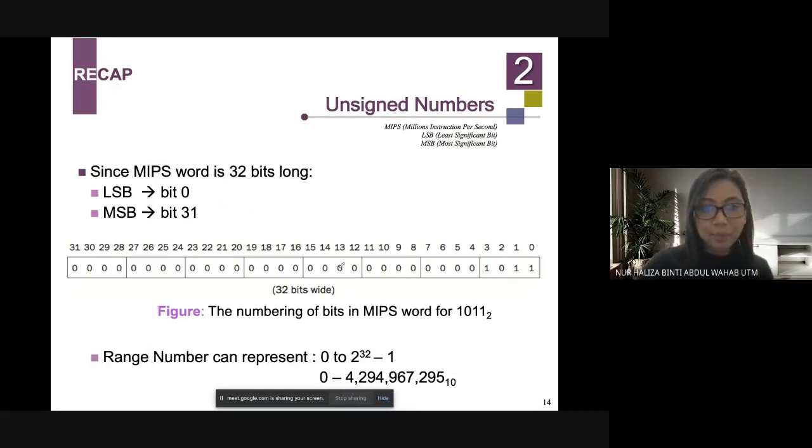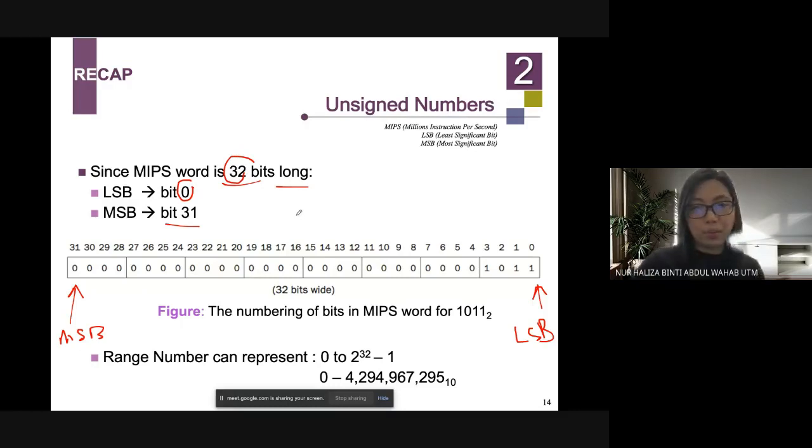Where is my pen? Okay, so this over here is your LSB, and over here is your MSB, most significant bit. If you have 32 bit long words, you're going to see that you have bit 31 altogether, including bit 0. That's why altogether you will get 32 bits long. So this is just the example on your unsigned number.